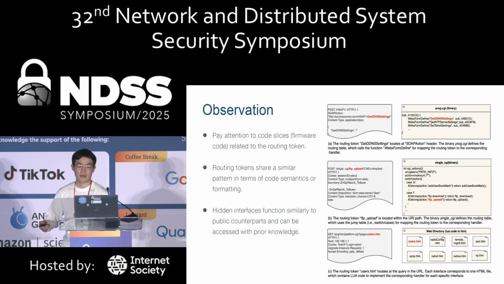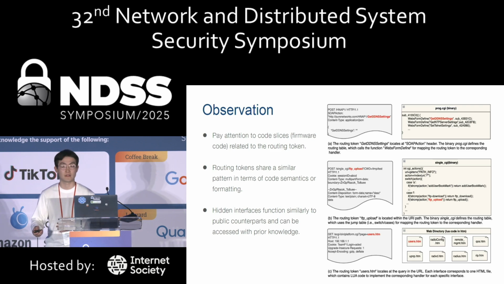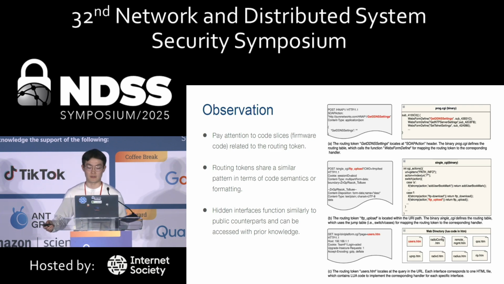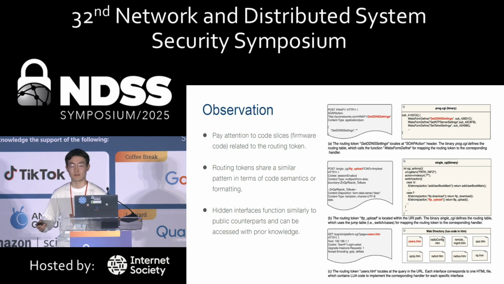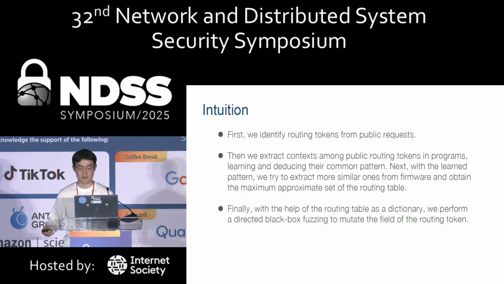The routing mechanism is closely related to routing tokens in requests. We can focus on code contexts involving routing tokens, as most tokens share a consistent pattern in their context, as shown in the figure with three real-world examples.